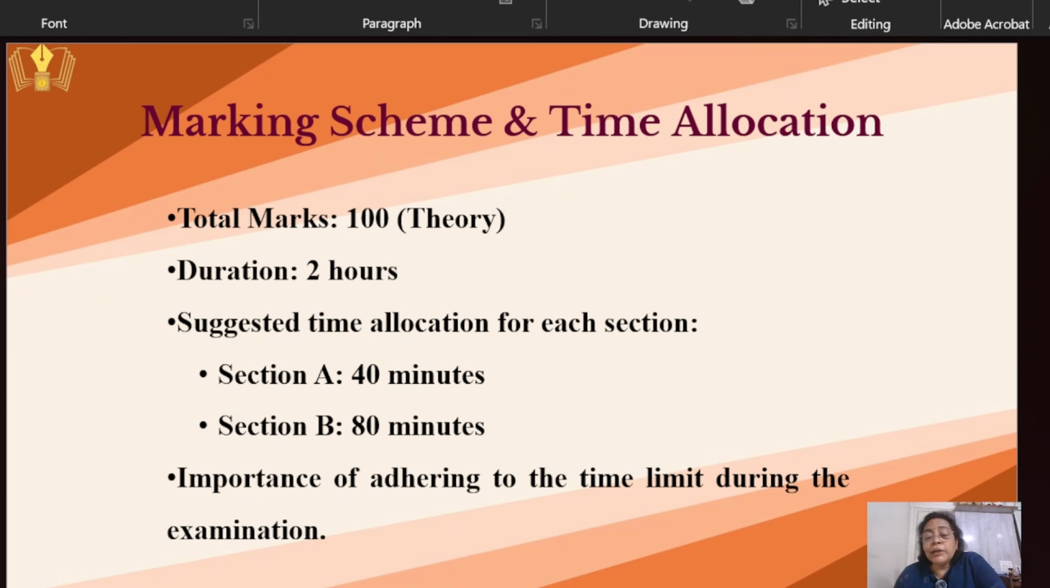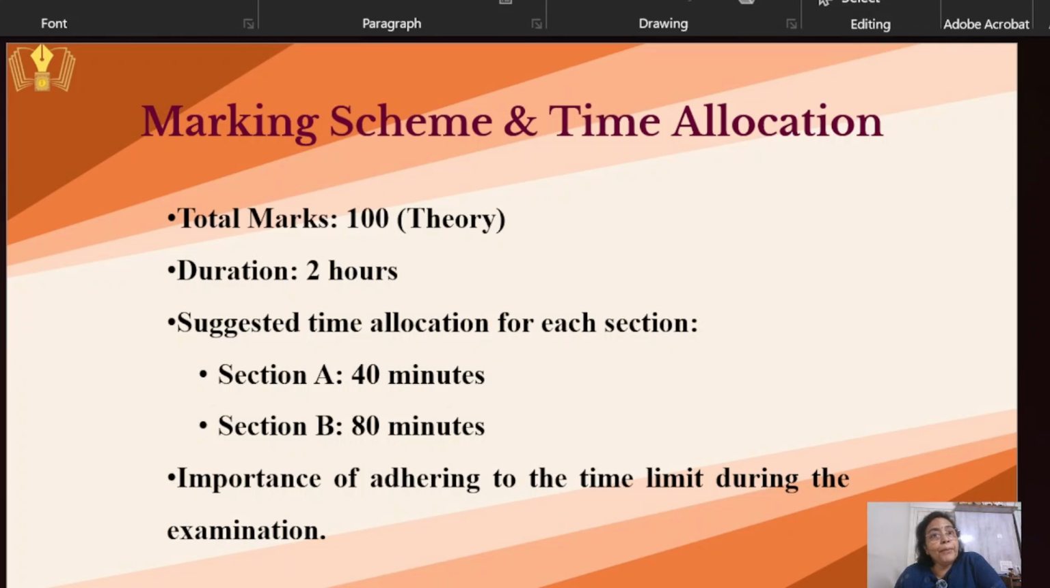Marking scheme and time allocation. As you all know, it is a 100 marks paper, but time allotted is 2 hours. So it's a small suggestion for time allocation for each section. If you take the first section, that means Section A, you will be getting how many MCQs? 20 MCQs and 10 short questions. That means each question will comprise 2 marks. So maximum you can keep 40 minutes to complete Section A. Rather, it will be suggested if it can be completed within 30 minutes.